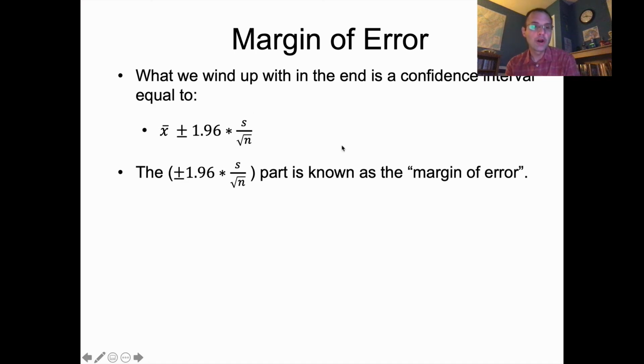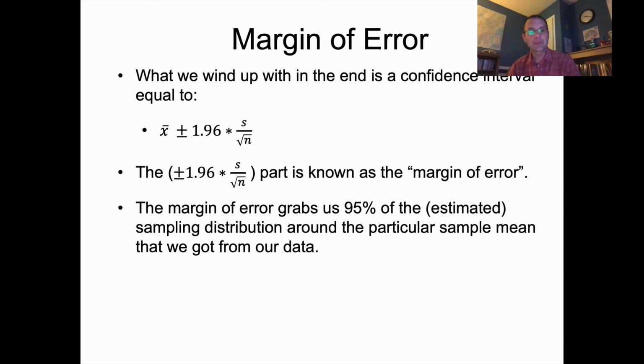Also, this 1.96 times s divided by square root of n part of this equation is known as the margin of error, which is a term you might have heard of somewhere down the line. And in fact, it's the title of the slide as well. But basically, it's that range that gets specified around the sample mean itself when you're calculating a confidence interval. That margin of error will grab you 95% of the estimated sampling distribution around the particular sample mean that we got from our data.